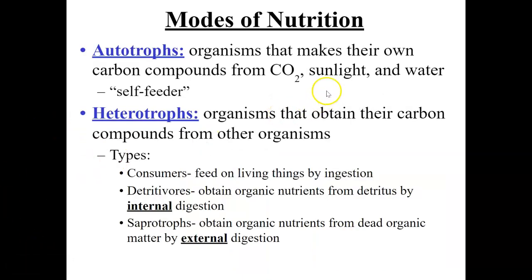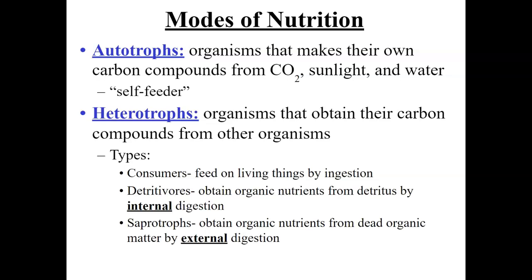One of the things that organisms have to be able to do is get access to food. Some organisms can make their own food and other organisms cannot. Organisms that can make their own food are called autotrophs. Troph means food and auto means self. So autotrophs are organisms that make their own food, typically through photosynthesis. Those are the types of autotrophs that we'll typically focus on for a while, and then we'll get into some other examples as well.